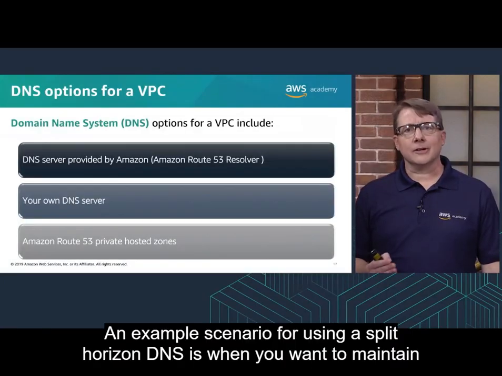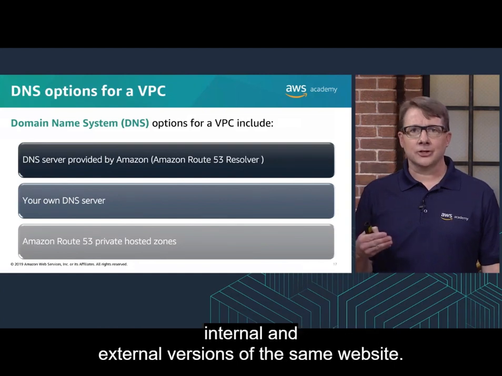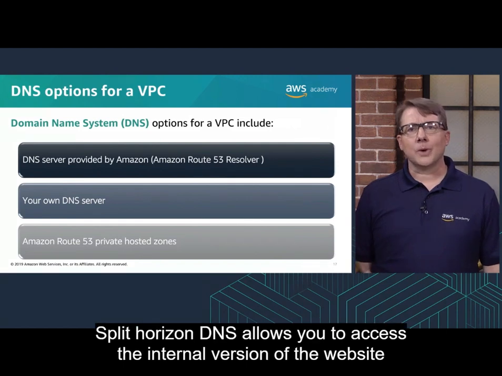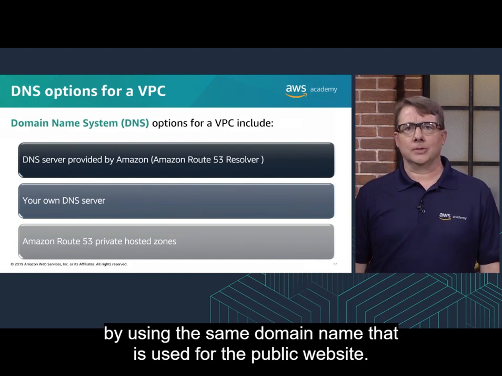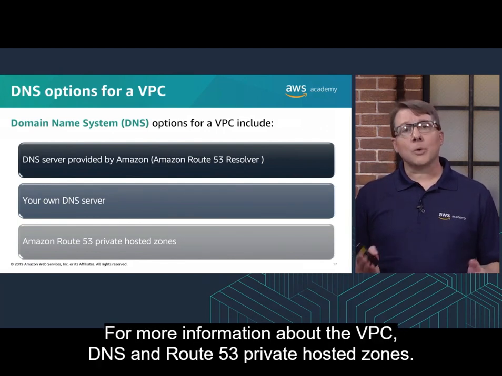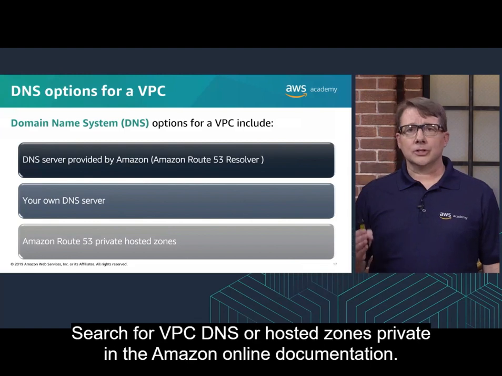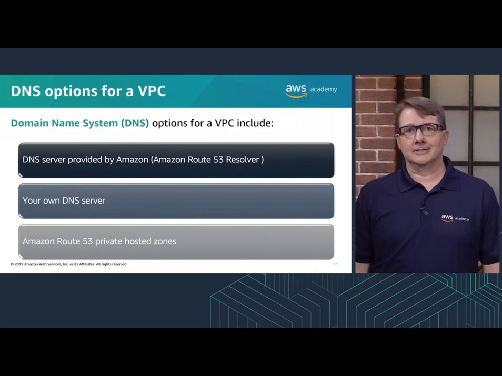An example scenario for using a split horizon DNS is when you want to maintain internal and external versions of the same website. Split horizon DNS allows you to access the internal version of the website by using the same domain name that is used for the public website. For more information about the VPC, DNS, and Route 53 private hosted zones, search for VPC DNS or hosted zones private in the Amazon online documentation.